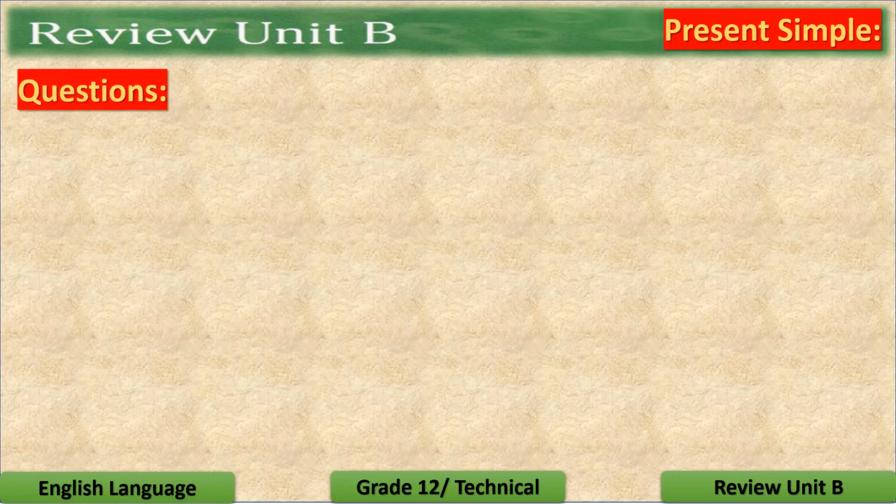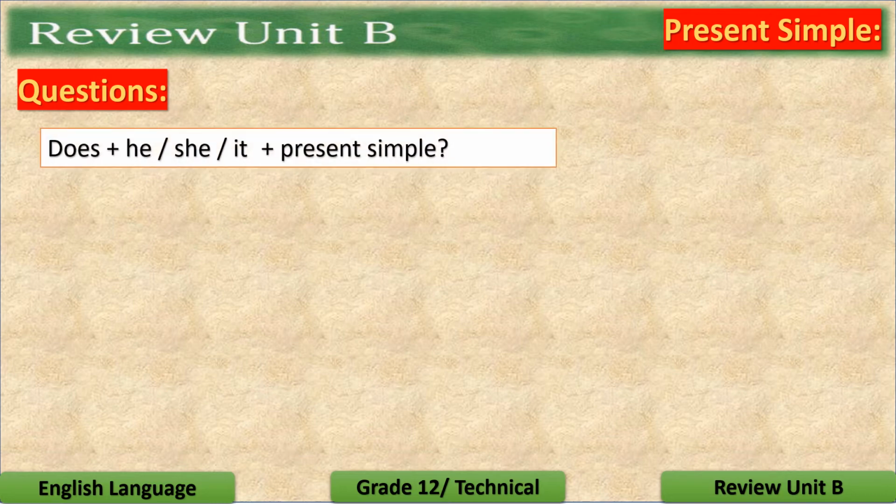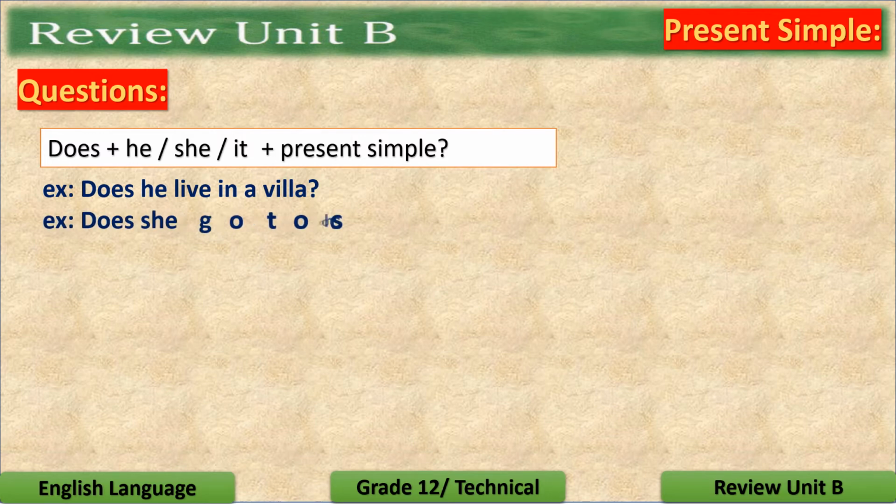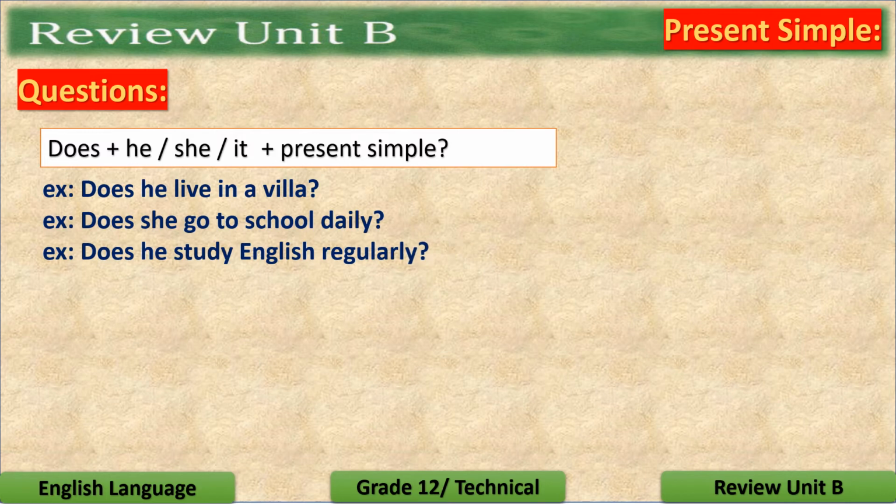To form questions, we have to follow the following rules. Number 1, with singular, we start with does. We start with the helping verb plus singular subject plus the base form of the verb. Like the questions: Does he live in a villa? Does she go to school daily? And does he study English regularly?